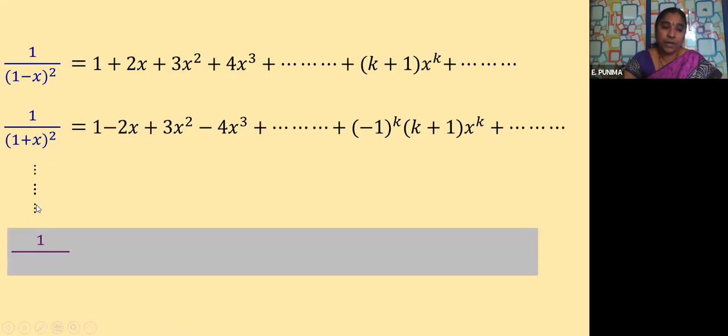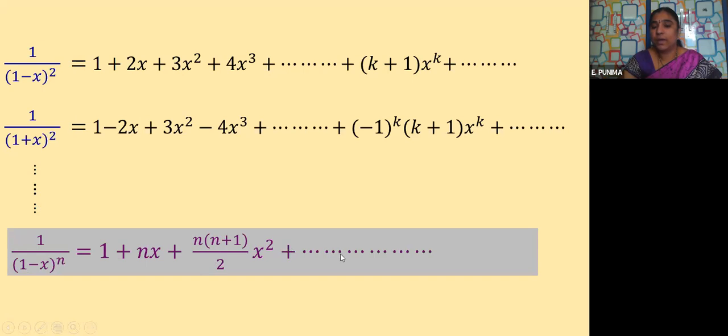Up to the nth term, we take 1 by (1 minus x) to the power of n as 1 plus nx plus n into (n plus 1) by 2 into x square plus so on. Okay. Now, where n is an integer. So like this, if you go on raising the power in the denominator, this will be the general form.